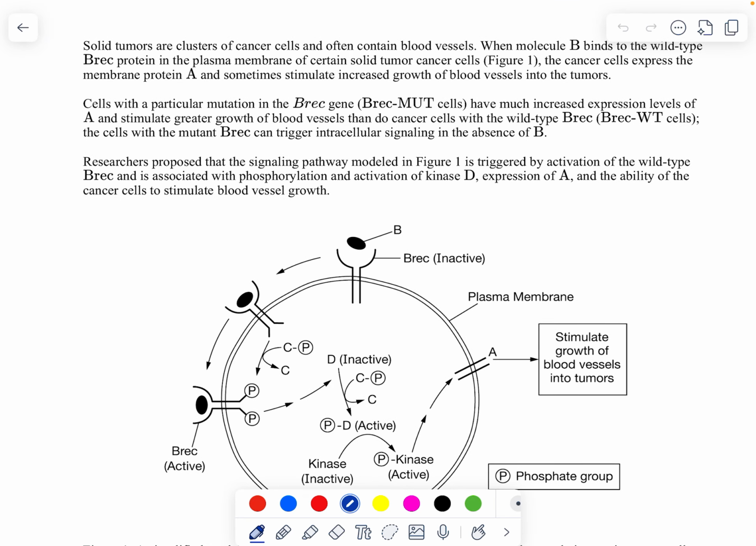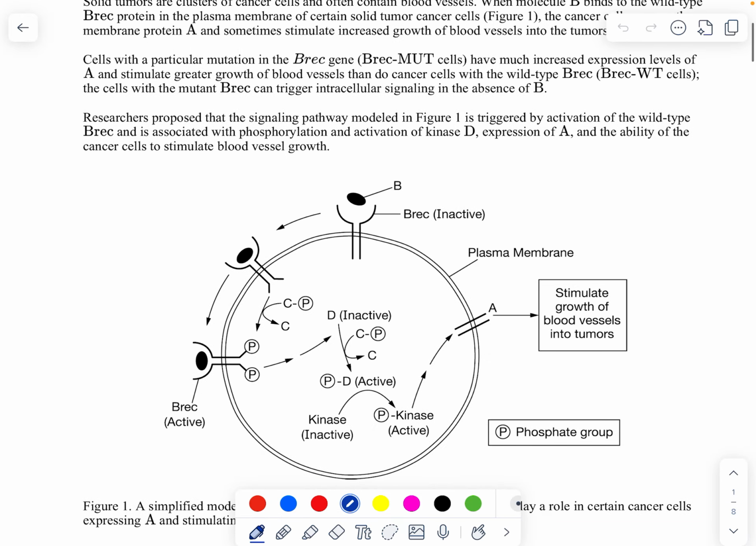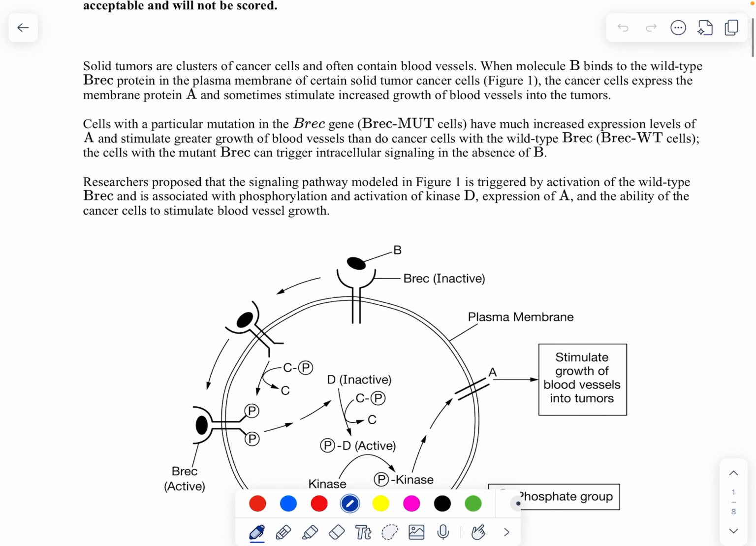So this first one is a short response question, and this is a really great short response question. Something that looks a lot like stuff that would be on the May test. So solid tumors, you obviously have your reading, right? Solid tumors are clusters of cancer cells and contain blood vessels. Molecule B, okay, they often don't give names. Sometimes they just randomly say letters, because again, we're learning concepts. To the wild type BREC protein, okay?